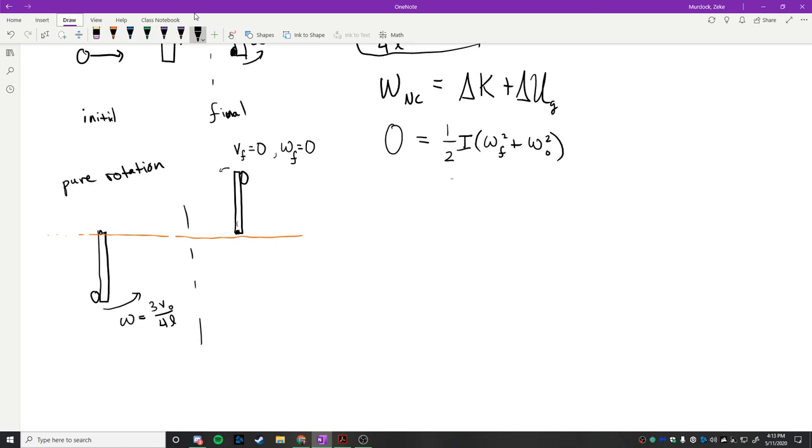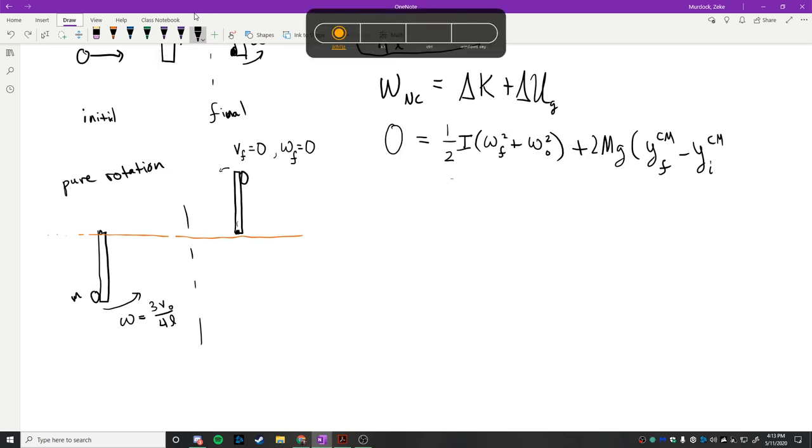Now, for the change in the potential energy due to gravity, what we could do here is look at the whole system and calculate the change in the height of the center of mass. You could write it like this: m times g times y center of mass final minus y center of mass initial, where the total mass would be 2m, I think, right? Because this is m, and this is m. So, we could do that.